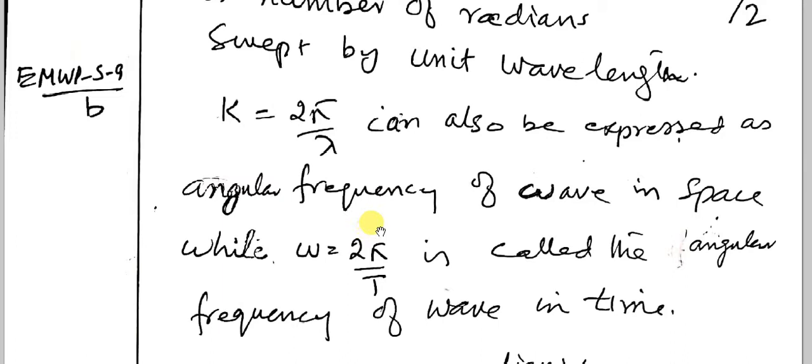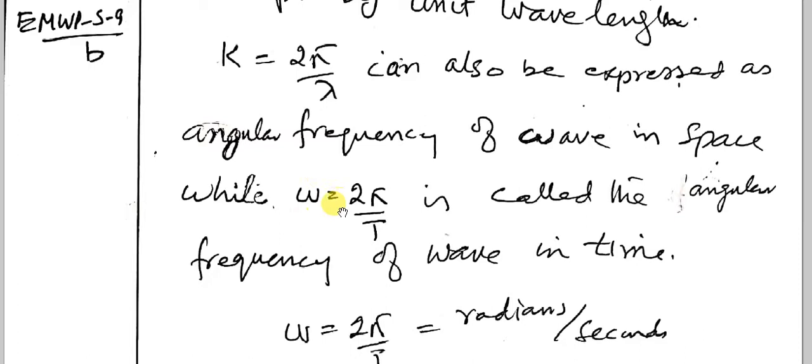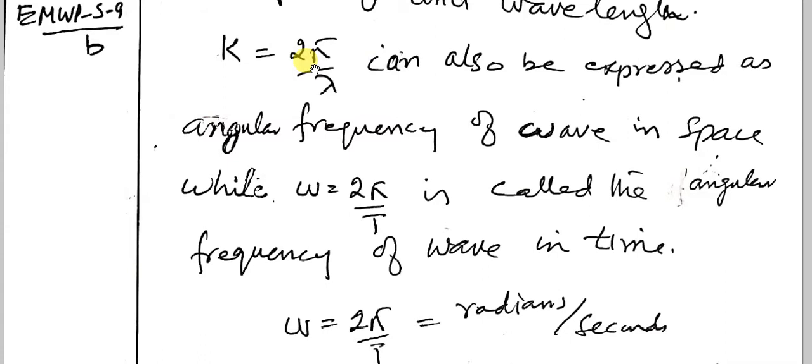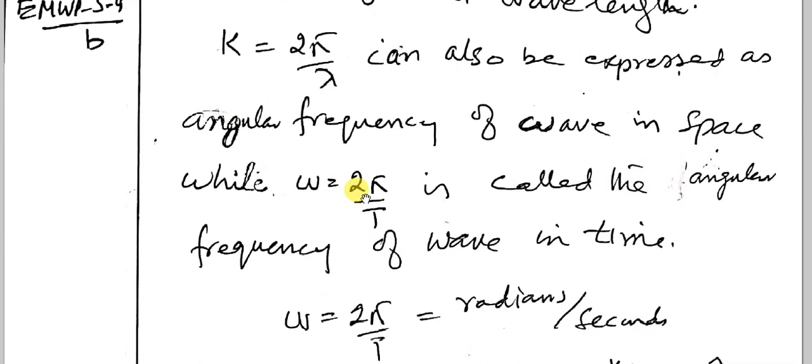Since omega is the angular frequency in time, it is called the angular frequency of the wave in time. Omega is given by 2 pi by T, which has the unit radians per second, while in this case we have the angular frequency in space. So space and time are both related. K is about the space frequency, and omega is about the time frequency.